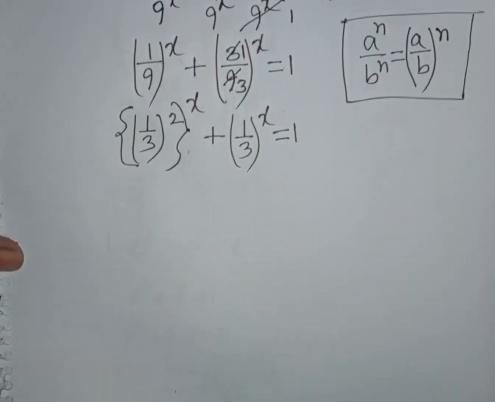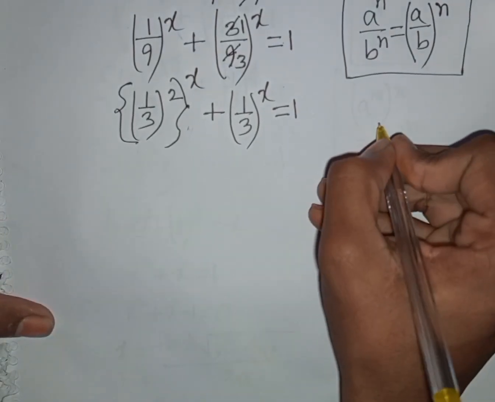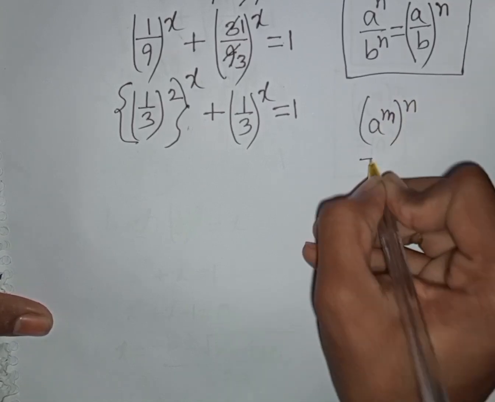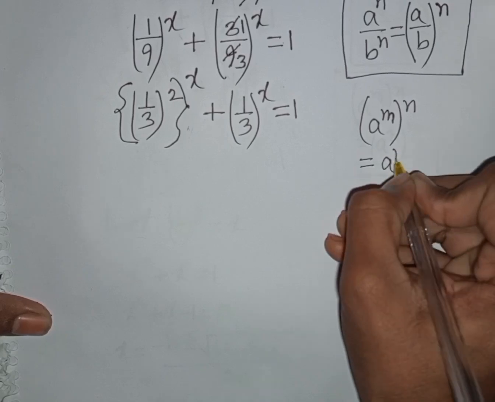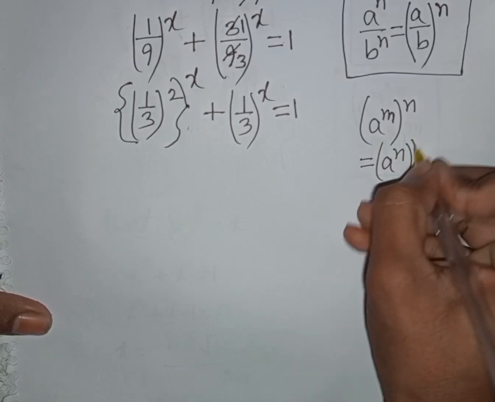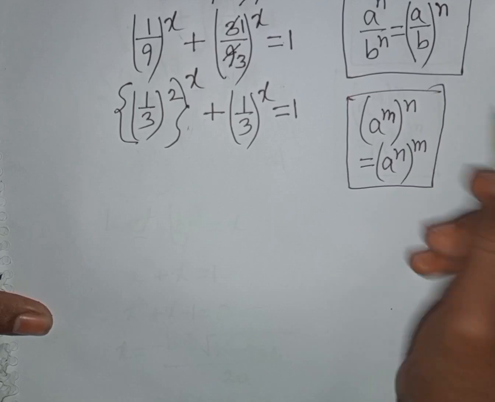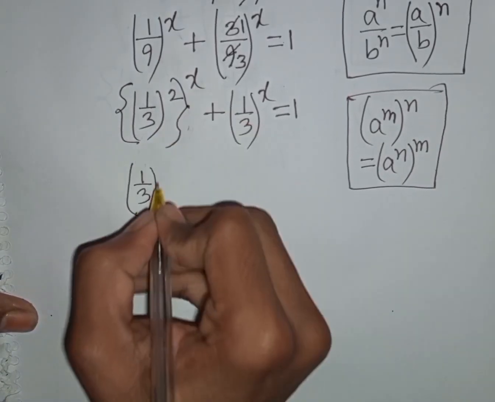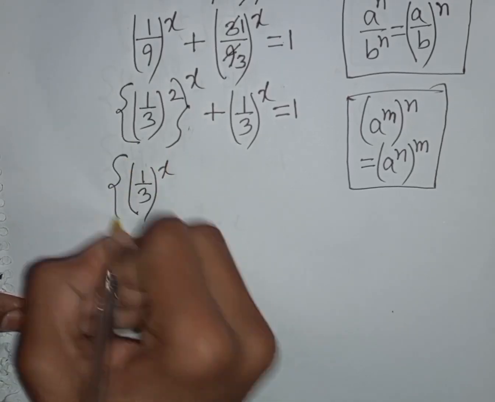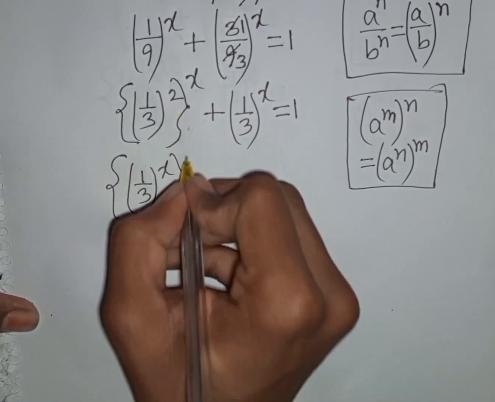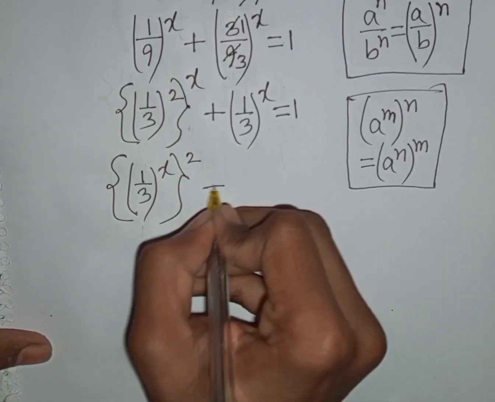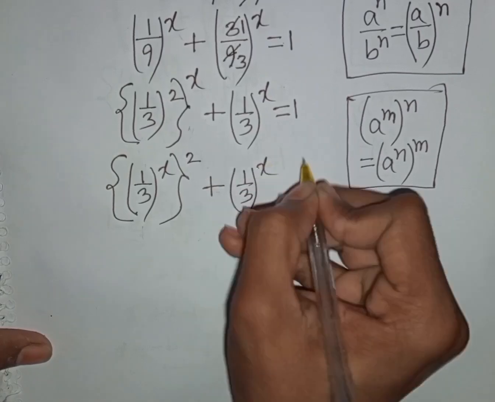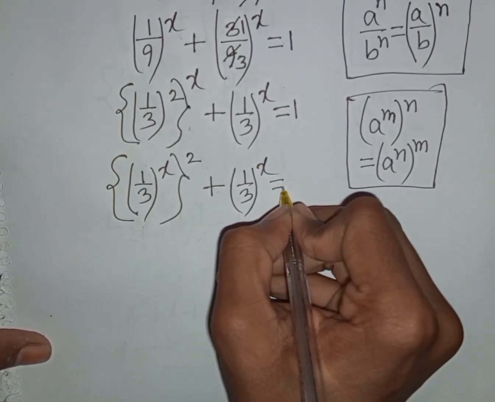Now here you can apply this exponential rule that (a^m)^n is equal to (a^n)^m. So according to this rule I can write here ((1 by 3)^x) to the power of 2, then plus (1 by 3)^x is equal to 1.